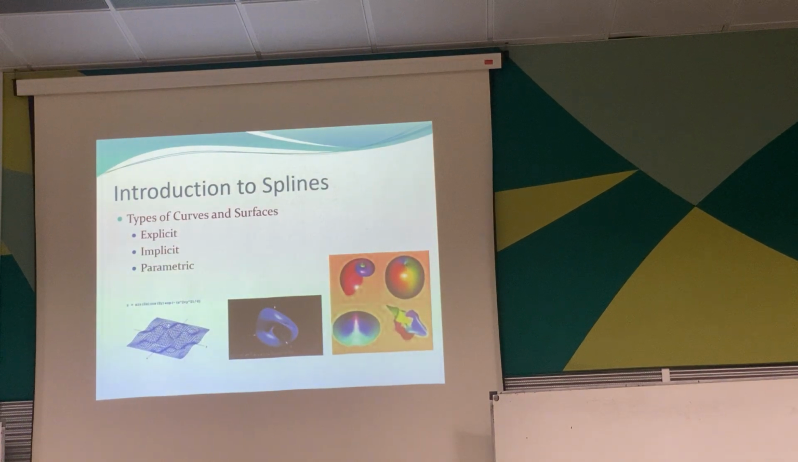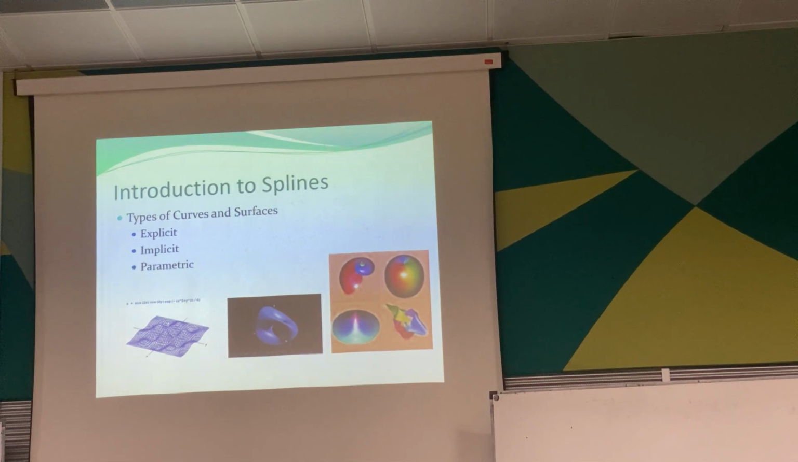So with functions we can represent curves and surfaces with these three types of representation: implicit, explicit, and also parametric. In order to draw this curve, we will go through the function representations of the curve one by one.